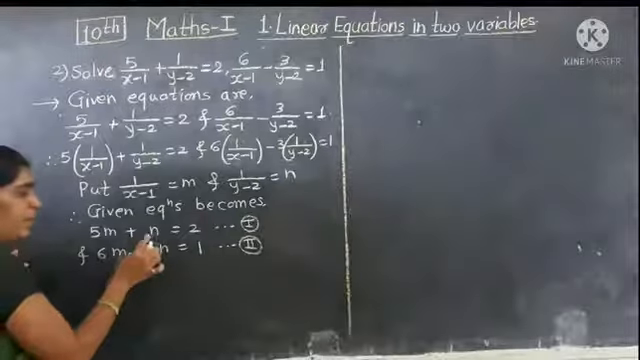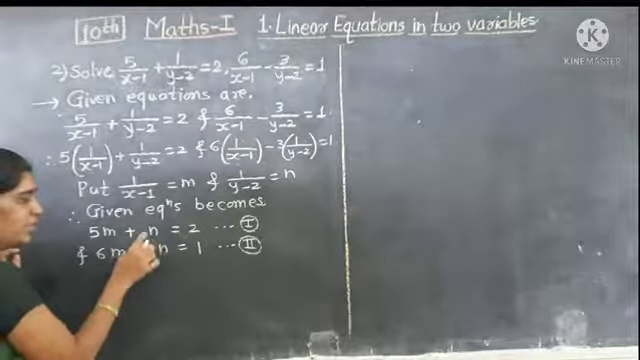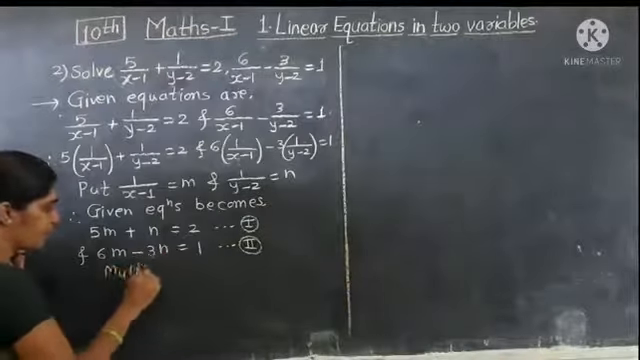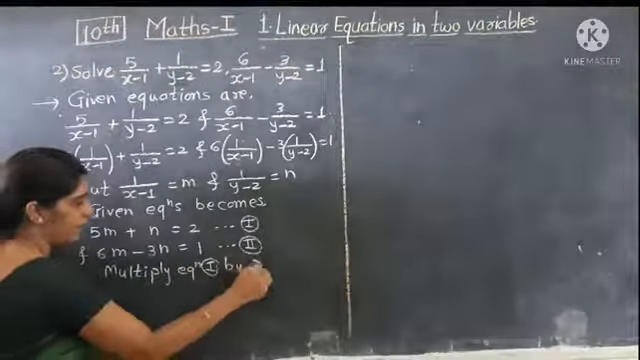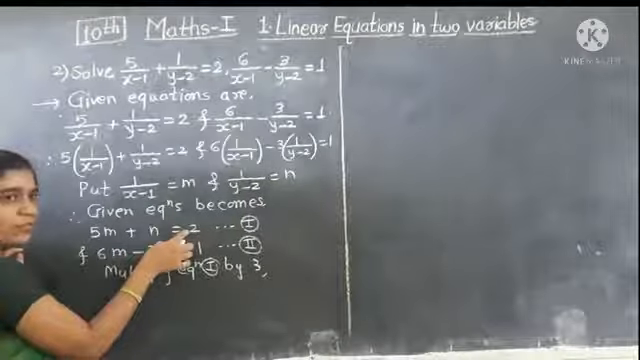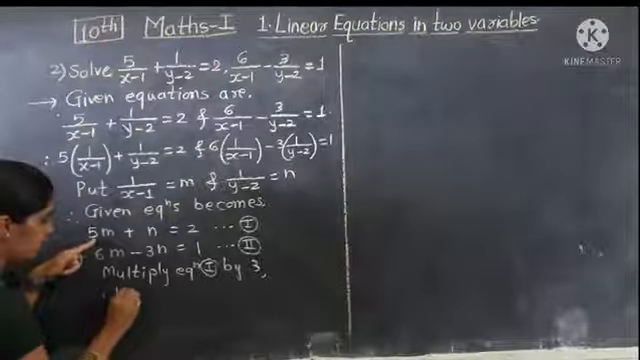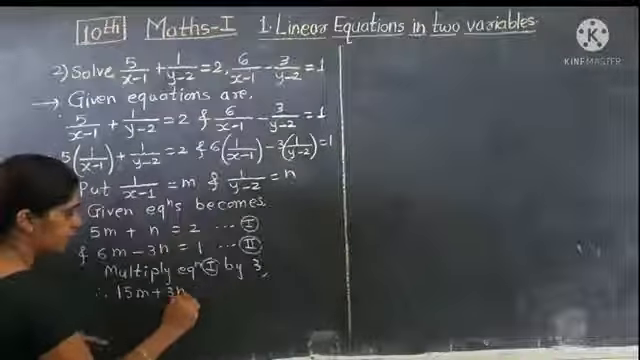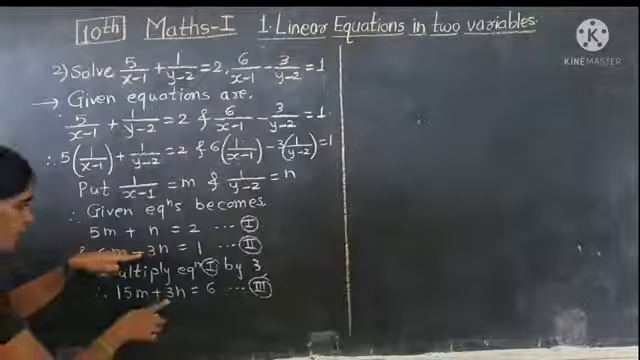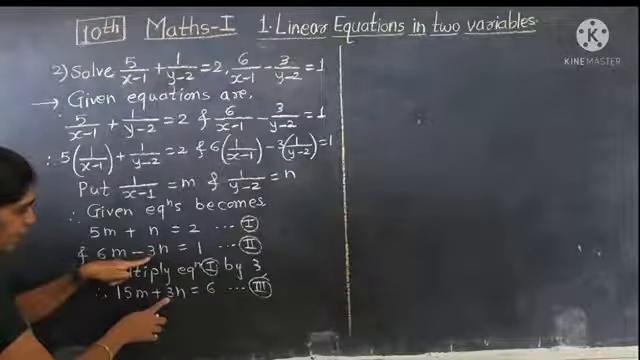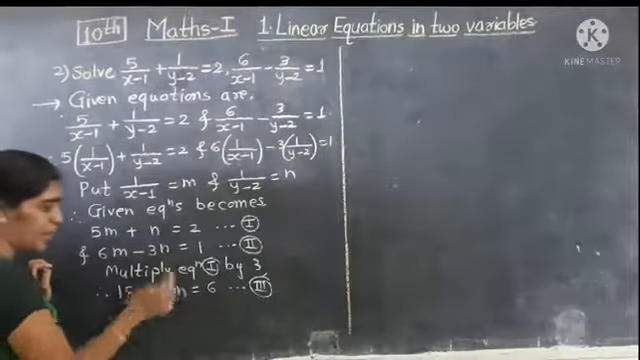Here you multiply n by 3. Here, make the n coefficient the same, 3. Multiply equation first by 3, or you can find the value of n from the first equation and then put it. Multiplying 3 with the first equation: 5 times 3 is 15m plus 3n is equal to 3 times 2, which is 6. Now observe equation second and third, n is there and 3 is there. So by adding the second equation and third equation, n gets eliminated.